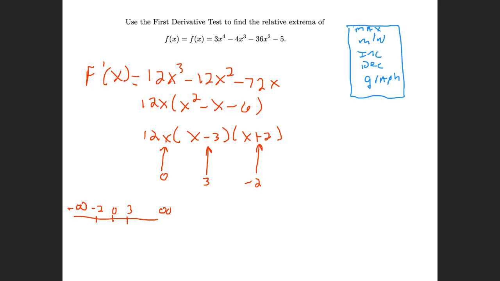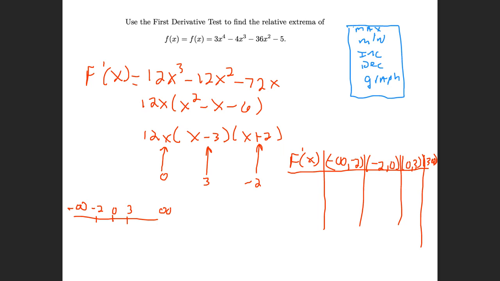All right. So now I'm going to make out my table. F prime of x, because it is the first derivative table. So negative infinity to negative 2, negative 2 to 0, 0 to 3, 3 to infinity. I have to really write small. Now I have to figure out if it's positive or negative.